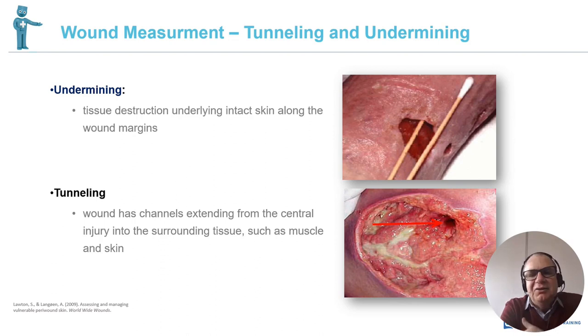Tunneling in wound care is a dead end, because obviously if we have a connection, it's a fistula, which is something totally different. Again, happens mostly because of infection, and it can go down to the surrounding tissue such as muscle. What is very important is that, again, we document these in a methodological way.